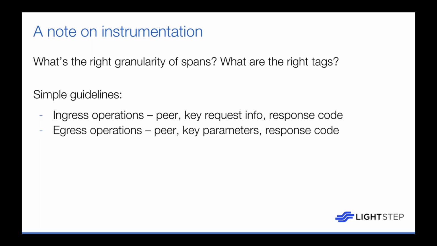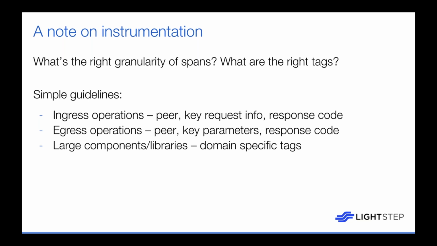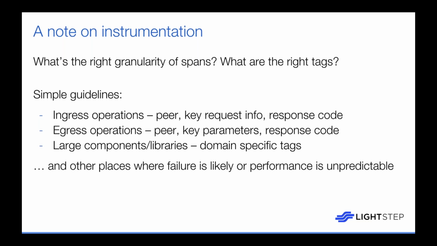For egress operations, that is, for our upstream dependencies, a similar set of things: not only important parts of our requests, but important parts of the response, not only the response code, like was this a success or a failure, but how big was this response? Was this a query that returned no results or a million? And then, within a particular service, looking at large components or libraries. Often there'll be pretty domain-specific tags for this kind of thing. But we were doing some significant processing of these histograms within the LiveView service, and that warranted its own set of spans.